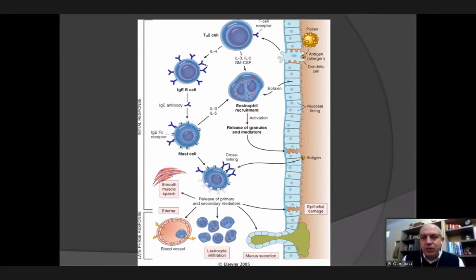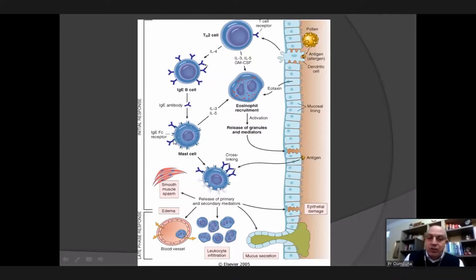In the case of allergies, pollen is taken in when we breathe. Pollen is taken by antigen presenting cells and presented to CD4 cells that will become Th2. Th2, of course, will secrete interleukin 4, as you see here. Interleukin 4 will help B cells to produce IgE.